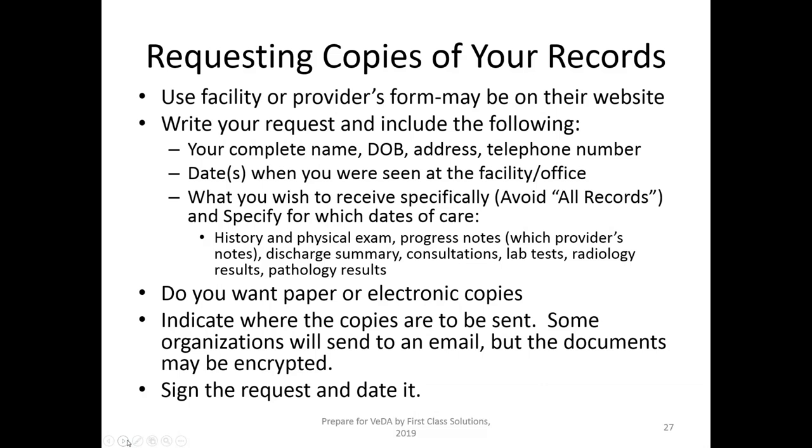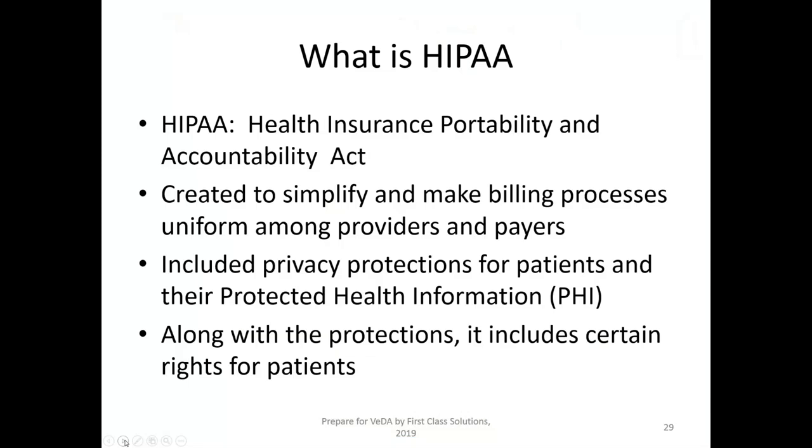So since this is all related to requests for copies of records, we're going to talk about HIPAA, because it's HIPAA that enforces and has the rules regarding receiving copies and having access to your records. So, your rights under HIPAA. Well, first, what is HIPAA? Well, its official name is the Health Insurance Portability and Accountability Act. It was primarily created to simplify and make billing processes uniform among providers and payers. Somewhere along the way, the privacy protections for patients and their protected health information, PHI, were attached to that law. And along with the privacy protections, it includes certain rights for patients.